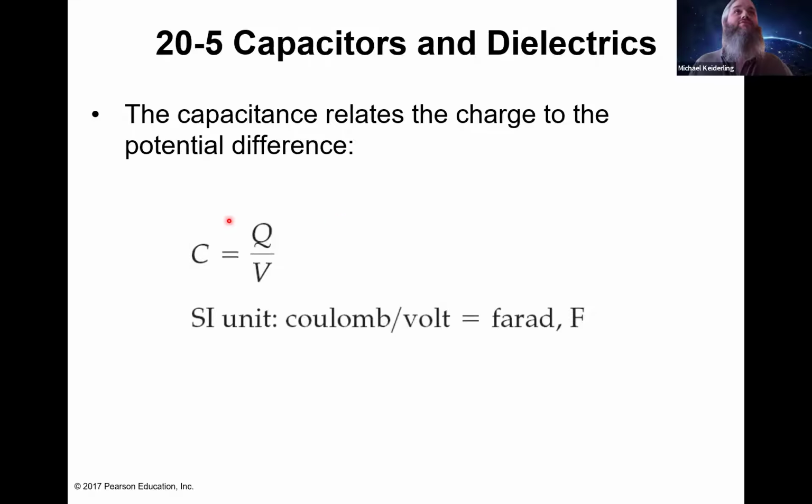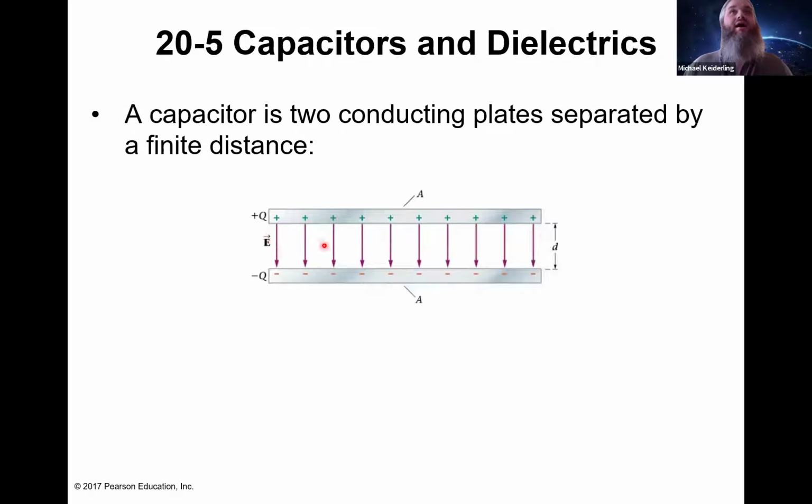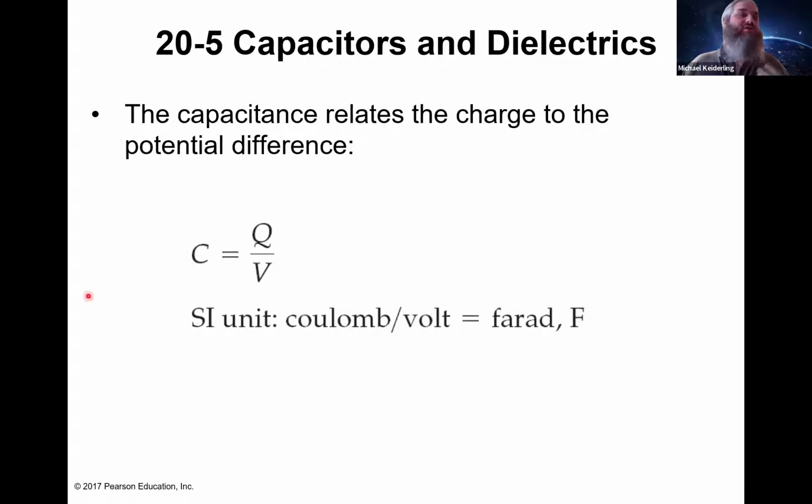We can relate the charge stored on each plate, because see here, this top plate has a charge of plus Q, this bottom plate has a charge of minus Q, to the electric potential between the two plates. Capacitors are a very simple way to store charge. To describe a capacitor, it has a capacitance, and the capacitance is the charge on each plate divided by the potential difference between the plates. And the unit is a coulomb per volt, or a farad.